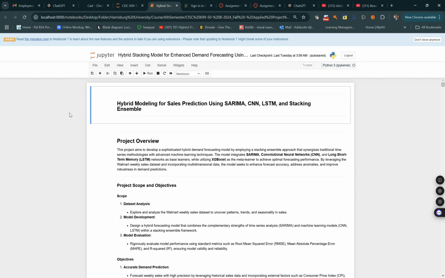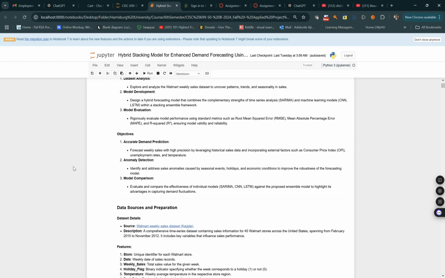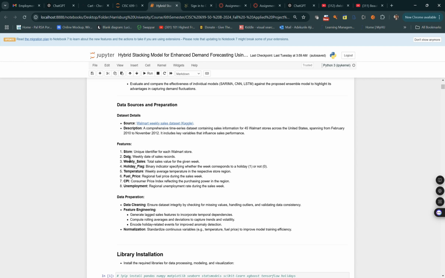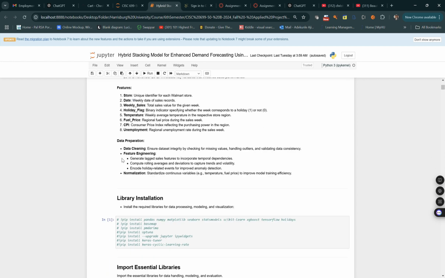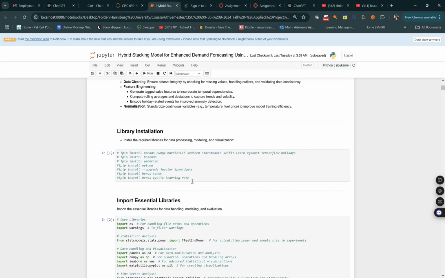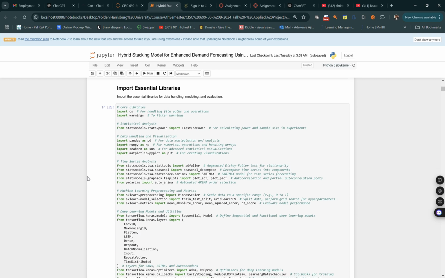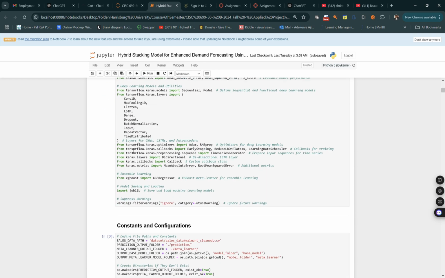I'm here to present the walkthrough of my project titled Hybrid Modeling for Sales Prediction using SARIMA, CNN, LSTM, and Stack Ensemble. This project uses a publicly available Walmart dataset from Kaggle, and it has some external features such as CPI, fuel price, temperature for weather, unemployment, etc. The libraries that were installed and the libraries that were used during the project.